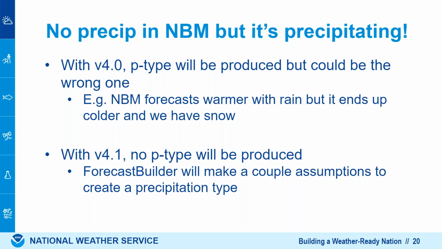So Forecast Builder actually has a few assumptions in there that can help create a precipitation type, so you don't end up with a PoP with no precip, and that's documented in the training.